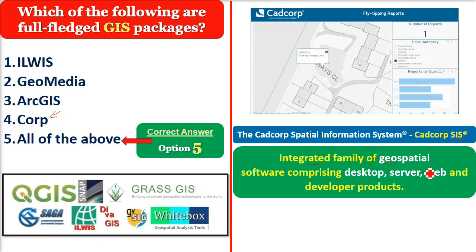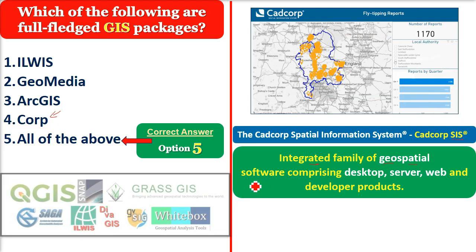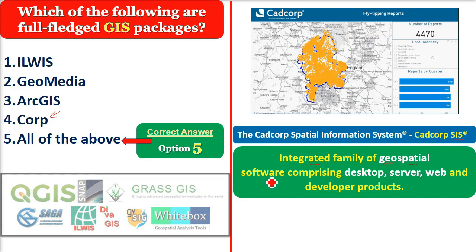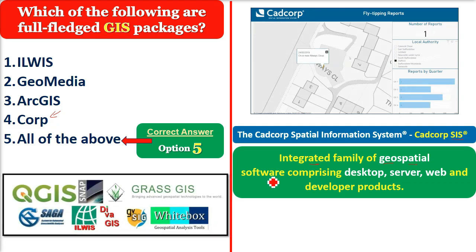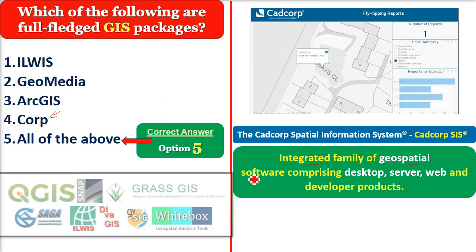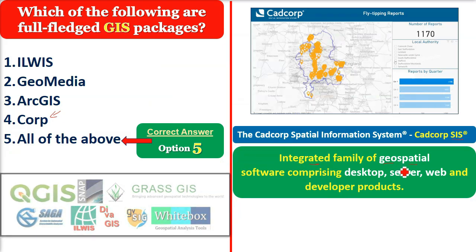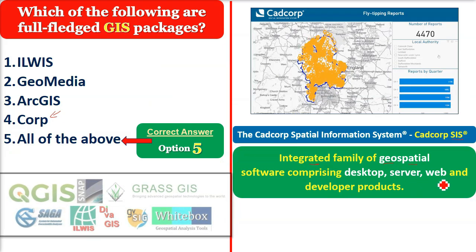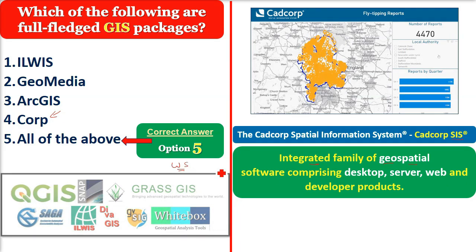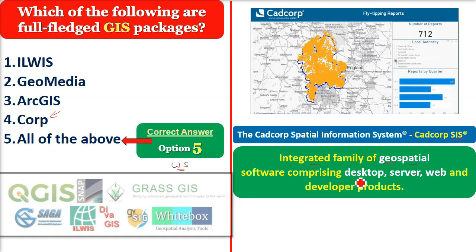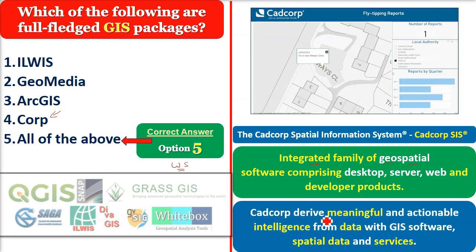So geospatial: geo means earth, spatial means any data having location parameters in it. So it's an integrated family, just like ArcGIS we were talking about the other day. This CORP is also that kind of solution, a combined desktop, server and web along with the developer products. So if you are in water resources, say, or in urban planning, you need a special product. For that you have developer products.